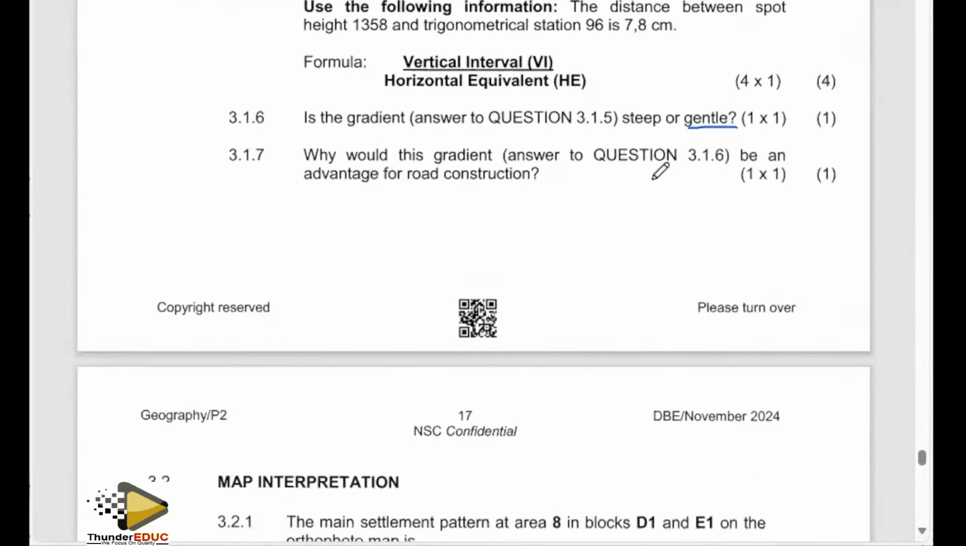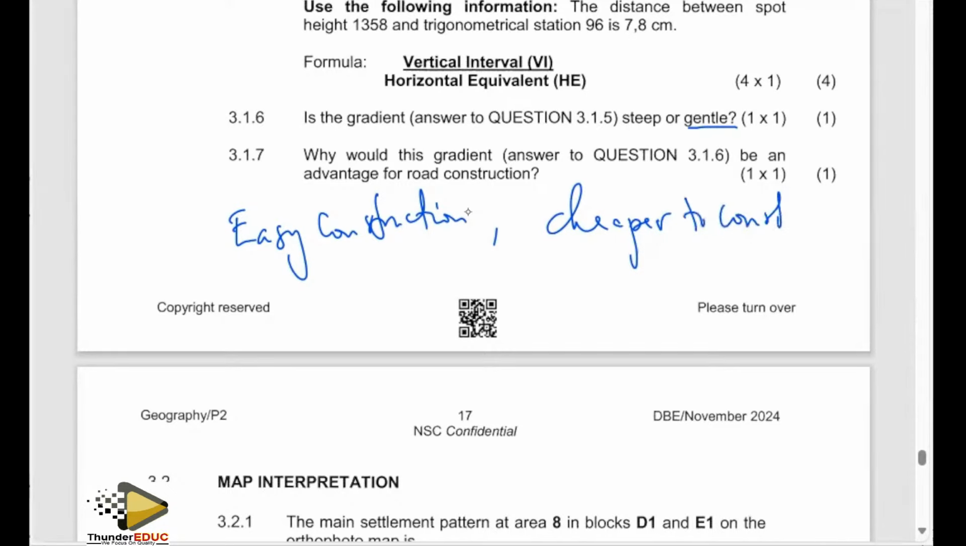Moving on to the next question. Why would this gradient be an advantage for road construction? We want to construct a road over a gentle landscape. Definitely it's going to be easy to construct. We're not struggling with a steeper gradient. We're just working on a gentle gradient. It's easy to construct the road. And also it's cheaper for the construction. Cheaper to construct the road. It's an advantage emanating from the gradient of the area.